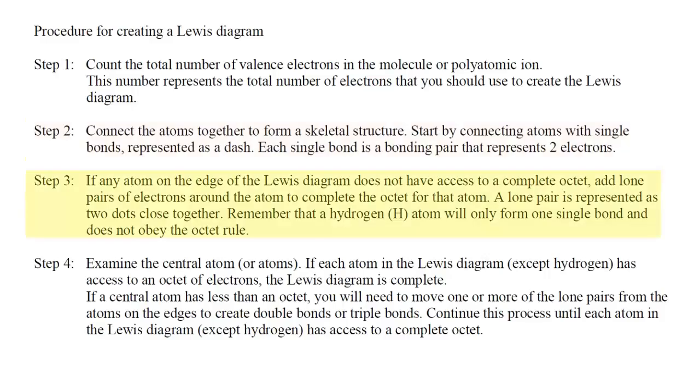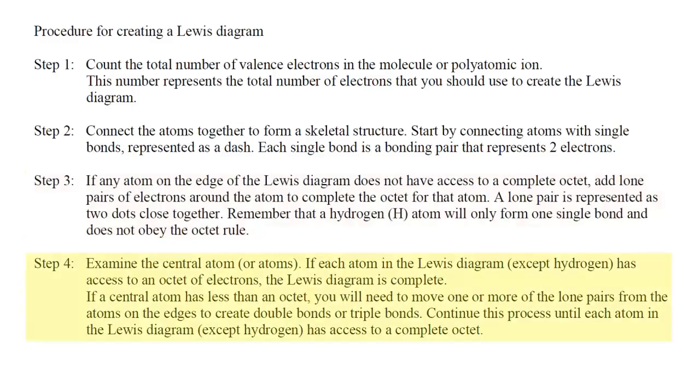Step 3, if any atom on the edge of the Lewis diagram does not have access to a complete octet, add lone pairs of electrons around the atom to complete the octet for that atom. A lone pair is represented as 2 dots close together. Remember that hydrogen atom will only form a single bond and does not obey the octet rule.